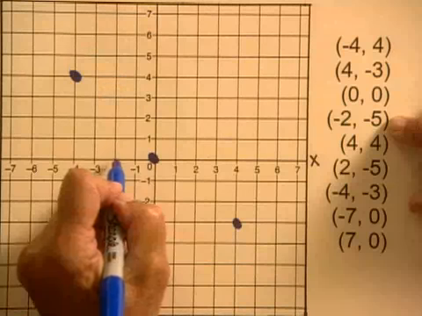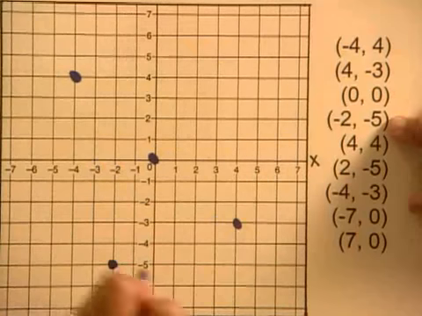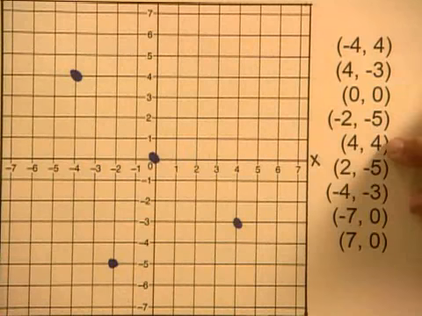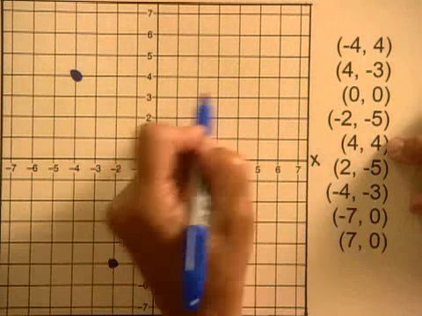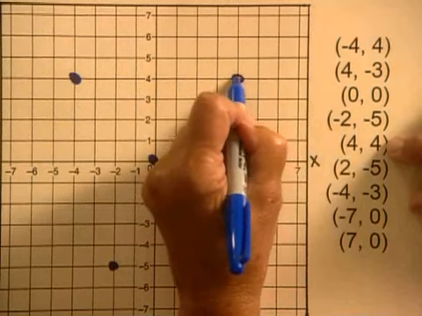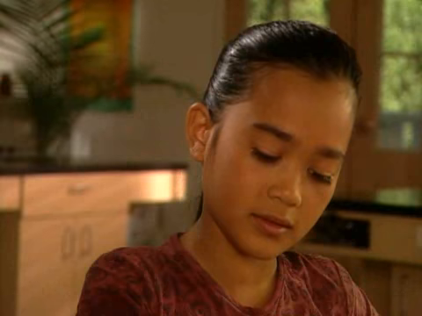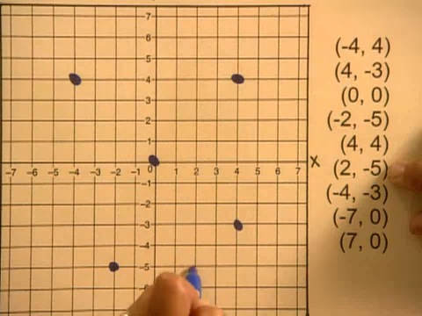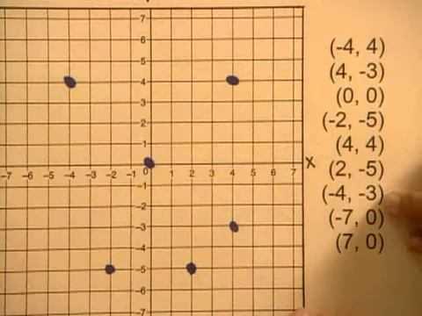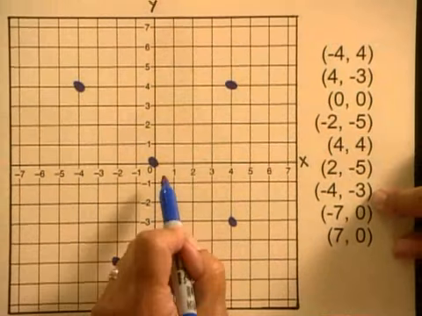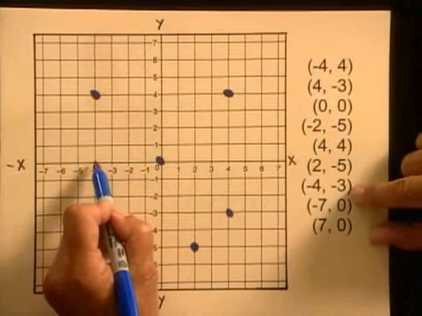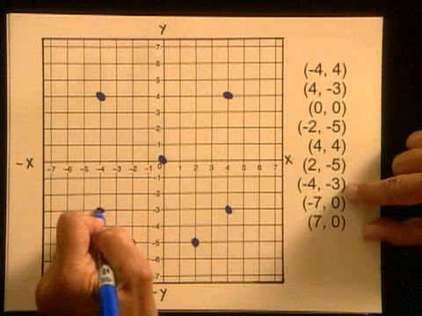Let's go with negative 2, negative 5. That one's going to be right down there. Over 2, down 5. And we're going to plot that point right there. Going to make some nice big dots. Negative 2, negative 5. We're going to go over 2 to the left and down to negative 5. Now we're going to go negative 4, negative 3. Again, we're going into the negatives, so negative 4 and down to negative 3.